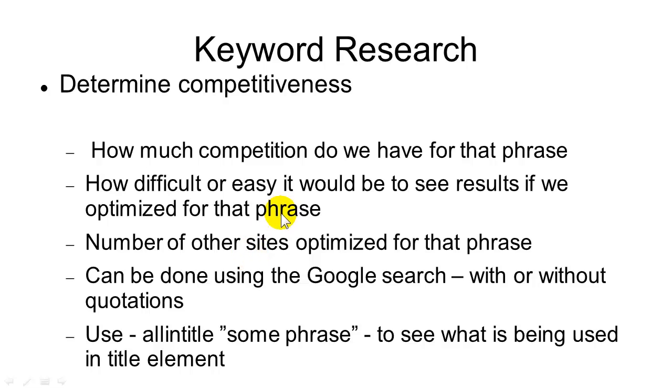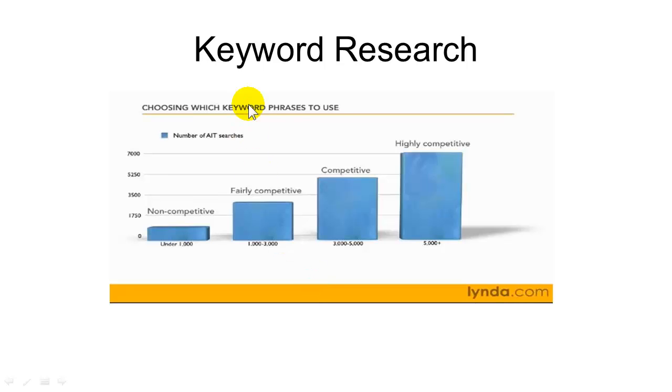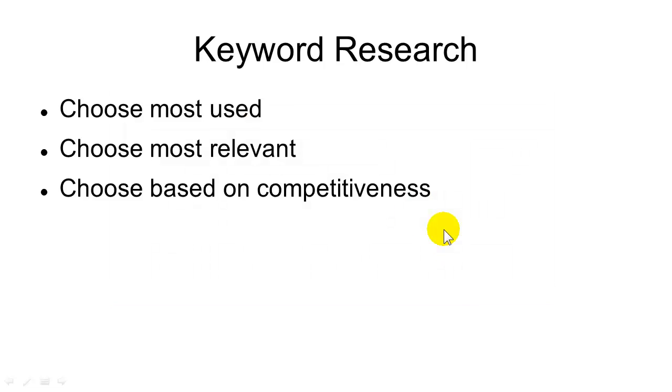Competitiveness. How much competition is there for a phrase? How difficult or easy would it be to see results if you optimize for that phrase? How many other sites are optimized for that phrase? And there are tools that you can use to find that out. So, choosing which keyword phrases to use. A non-competitive phrase might not be used that frequently as opposed to a highly competitive phrase. You ultimately want to choose the most used and the most relevant based on the competitiveness.